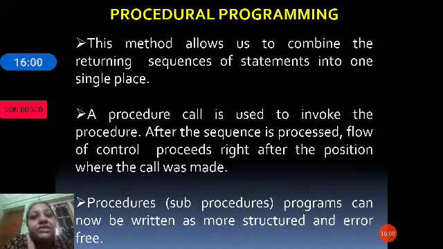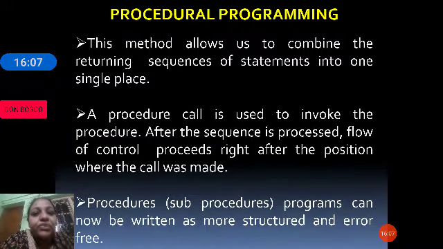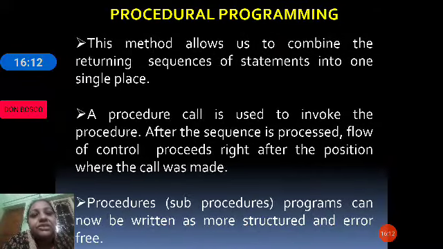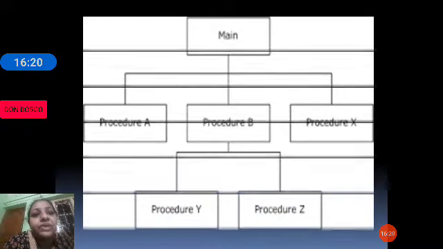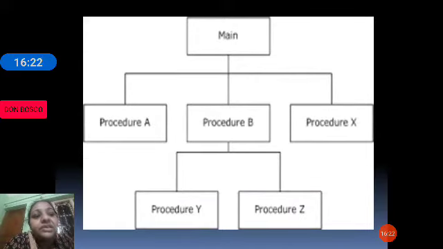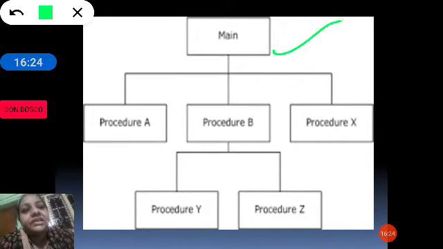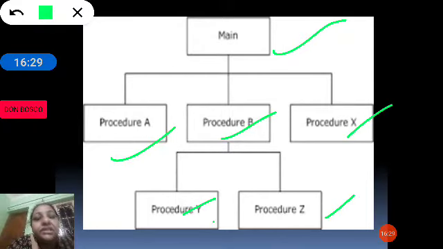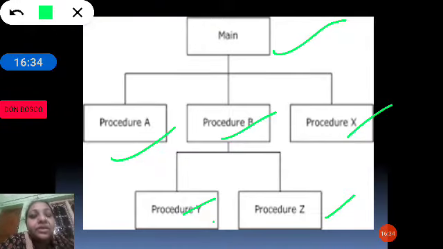So then we have procedural programming. What is this procedural programming? Procedural programming means there is one main program and there are many other small programs. So just have a look. This is how procedural programming works. Here there is one main program and there are a number of procedures. Procedures are nothing but small programs, subprograms.